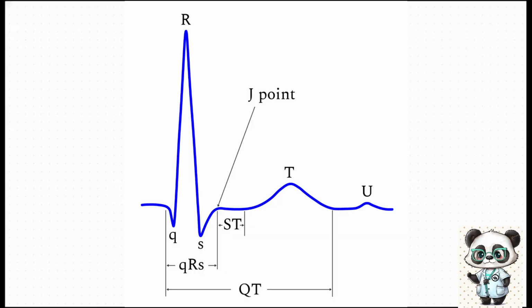Take a look at this visual right here. Notice exactly where that J point sits. It firmly anchors the start of the ST segment right before the T wave begins. When you are hunting for abnormalities on a tracing, that J point is your absolute North Star. You always have to find it first so you can determine if the ST segment that follows is inappropriately elevated above the baseline or depressed below it.